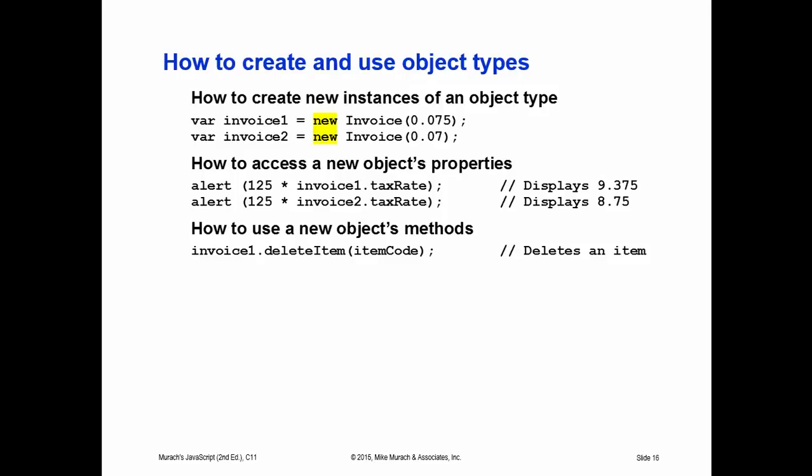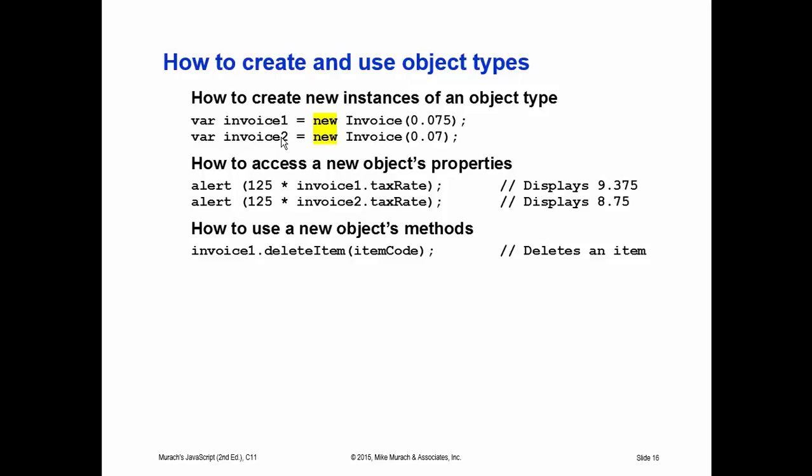So let's take a look at the examples that are in here. Notice here we're creating some new instances of an object type. We're creating a new invoice that's called invoice 1, and you can see what we're passing to it. We're creating another new invoice, invoice 2, and you can see what we're passing to it. Once you do that, you're able to start immediately using the methods and the properties for the object that you've created.